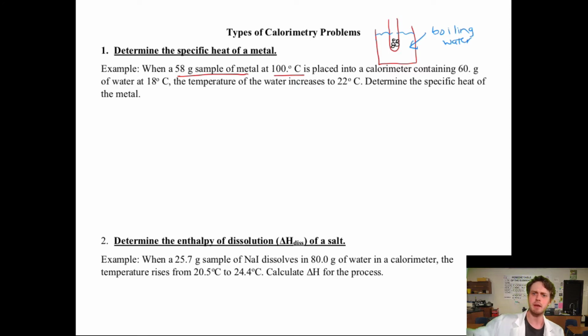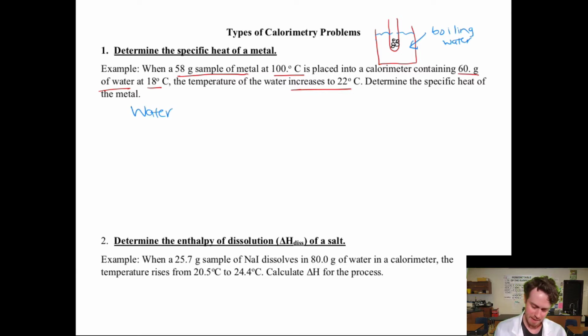Okay, what they're going to do is then pour that metal into a calorimeter, which has 60 grams of water at 18 degrees Celsius. It says that the temperature of the water increases to 22 degrees Celsius. And then it asks us to determine the specific heat of the metal. Now, I don't have enough information about the metal to do any calculation with the metal first, but I do have enough information about the water.